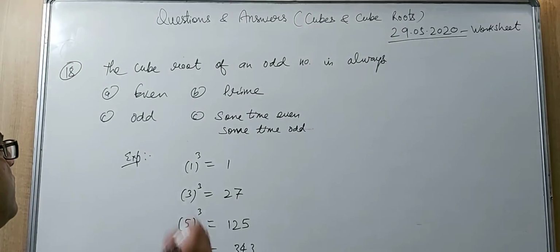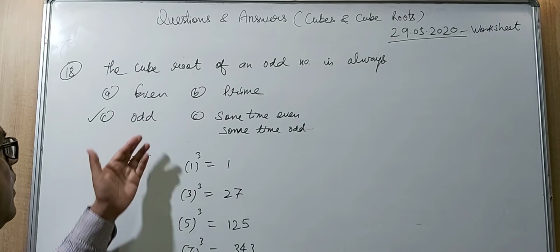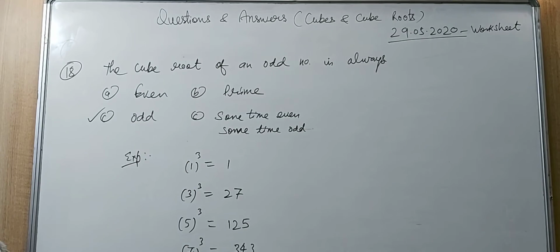So C option is the correct option. It means if you take the cube of any odd number, you will always get an odd number. This was a very simple thing.